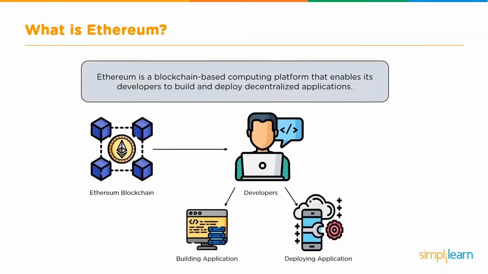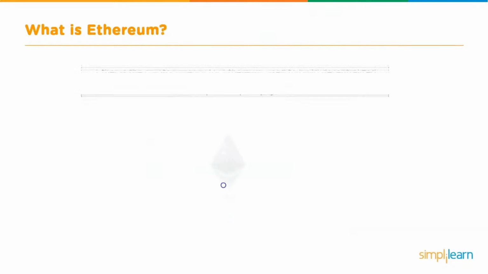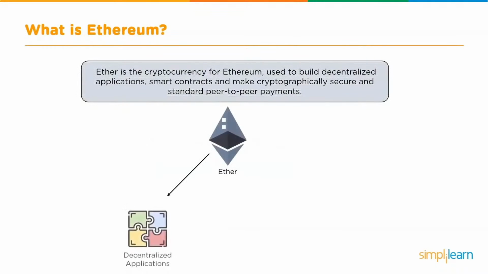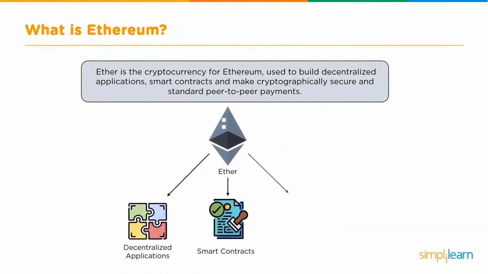Ethereum is defined as a blockchain-based computing platform that enables its developers to build and deploy decentralized applications. Ether is the cryptocurrency for Ethereum, used to build decentralized applications, smart contracts, and make standard peer-to-peer payments. It tracks and facilitates all the transactions and makes sure they are cryptographically secure in the network. Ether basically acts as a fuel for the Ethereum network.